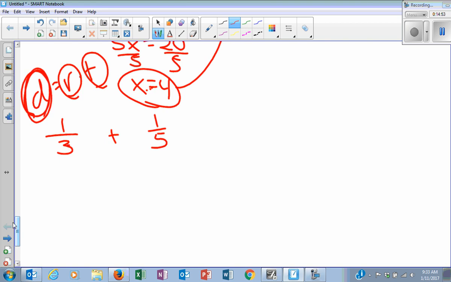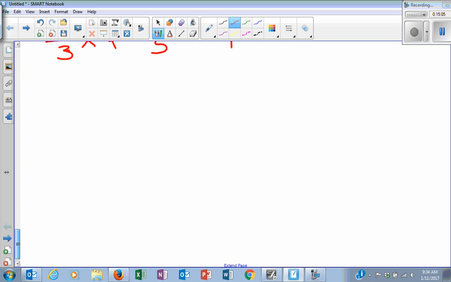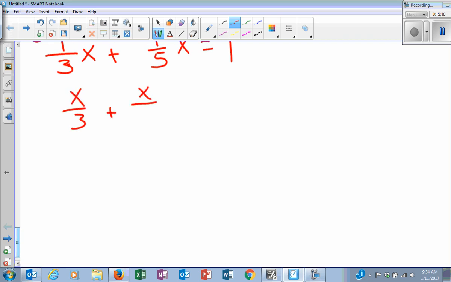The question is asking how long would it take them. So that's my time. So that's where my x goes in. So it's 1/3 times x plus 1/5 times x, and that should equal one room being cleaned. And when you do that, you get x over 3 plus x over 5 equals 1, and then this turns into the other problem that we've had so far.